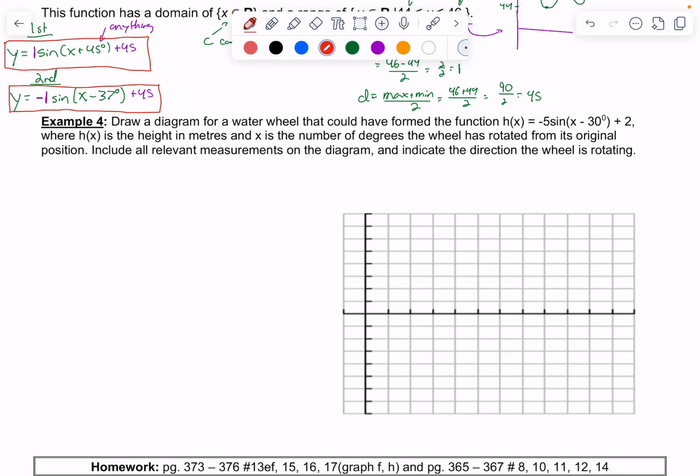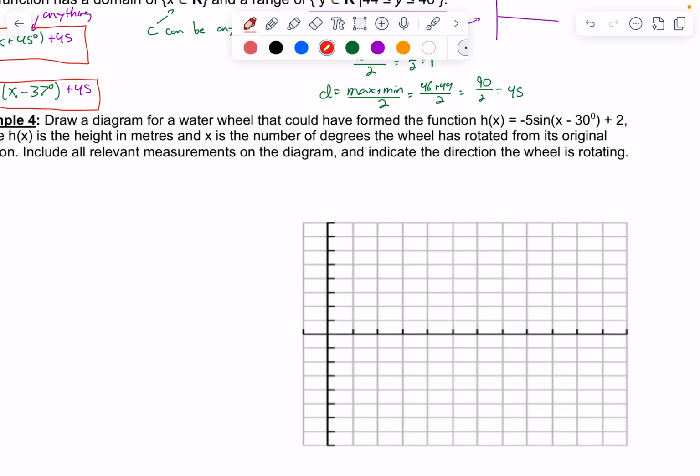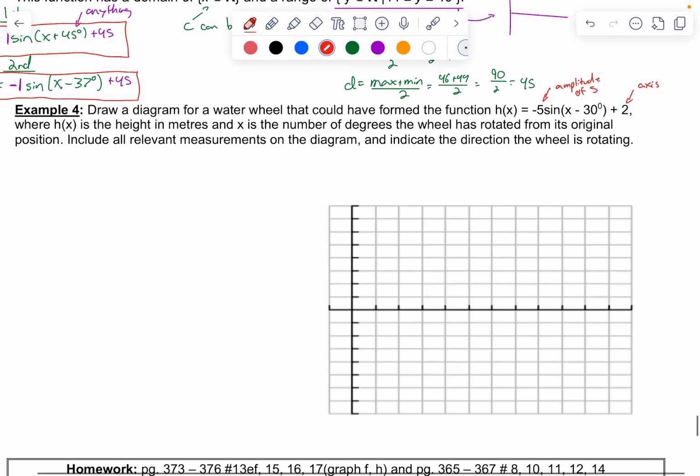All right, so let's look at this graph and ask, what are the key pieces of information I have? What is it that I'm graphing? Well, I have an amplitude of 5, and this is my axis. So I have an amplitude of 5 and an axis of 2. If I'm going to draw my graph, I don't want to run out of room. When you have an amplitude of 5, it means that from your center line you're going to be 5 that way and 5 this way. That's what that 5 represents.